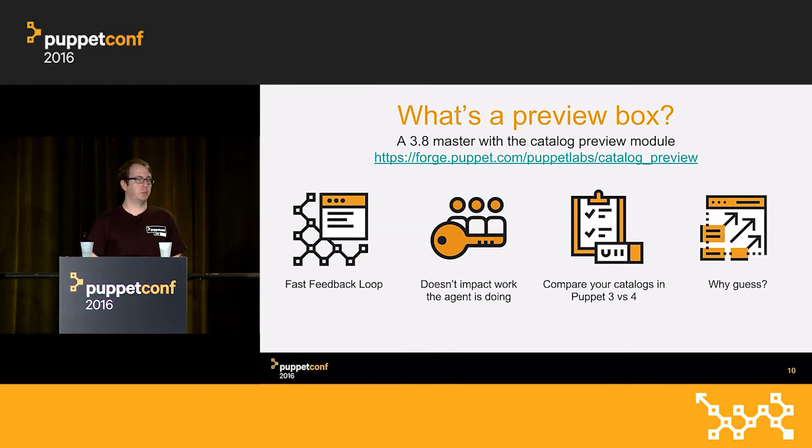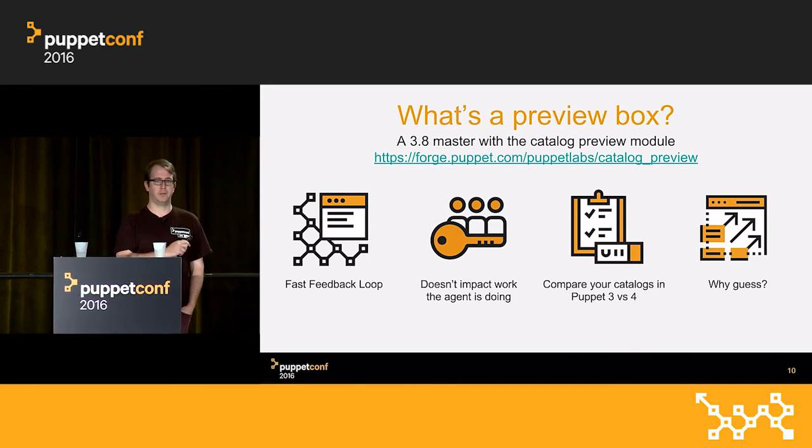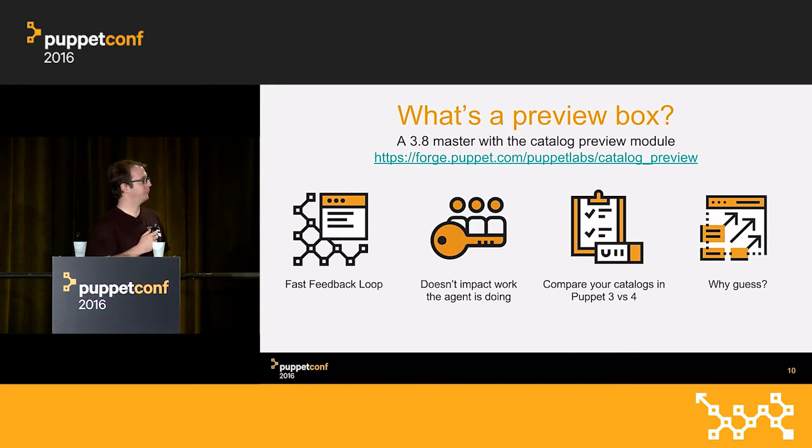You can compile catalogs for multiple nodes at a time, dozens, hundreds, thousands. I've scaled this up to compiling infrastructures of thousands of nodes and just running a compilation across that entire infrastructure on the one preview box to generate a huge set of differences to start working on. And like I said, it's able to use the old parser and the new parser to compare these things. That's really where the magic is happening.